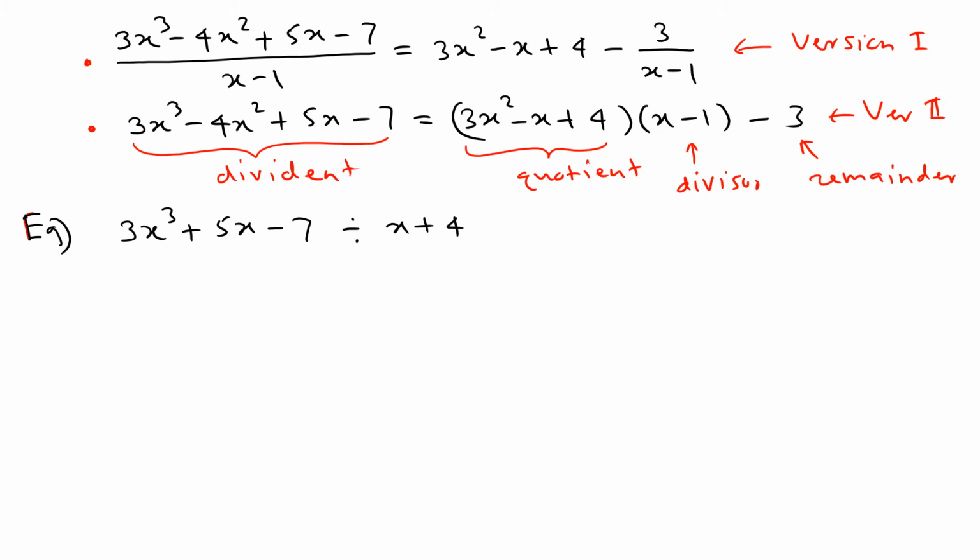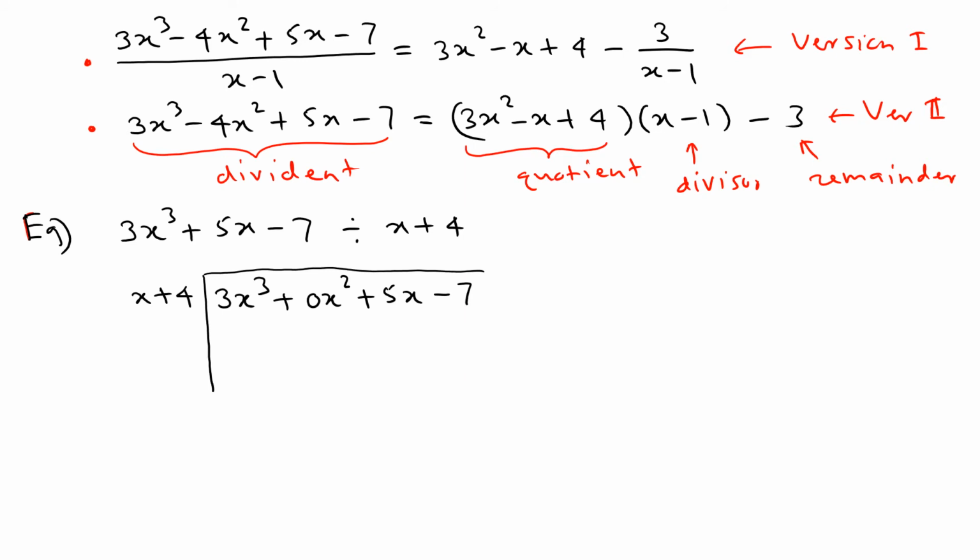If you look at this one, you can see that there are some terms missing in the dividend. The x squared term is missing, so what you want to do is put a 0 for that. We can rewrite this as 3x cubed plus 0x squared plus 5x minus 7. You put a 0 if something is missing, and the rest is exactly the same as before. So we're going to go with x plus 4.